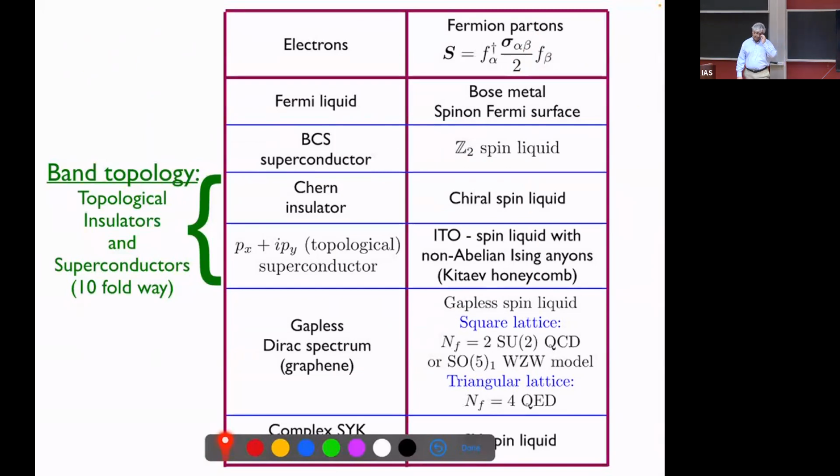I think Ashvin Vishwanath especially wrote several of them. All right, so we've got one new state, which I won't discuss now, but now fermions, unlike bosons, can do something else very interesting. They can have non-trivial band structures.